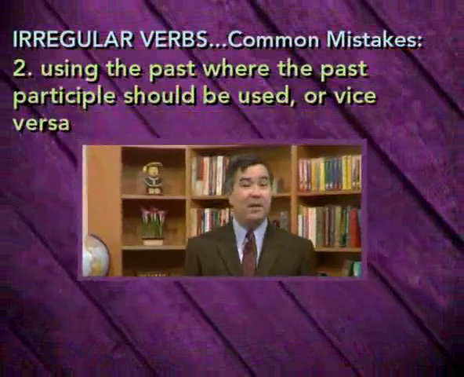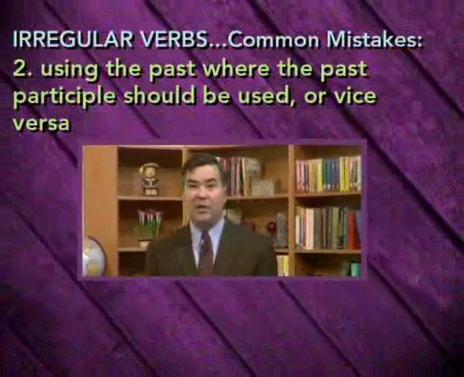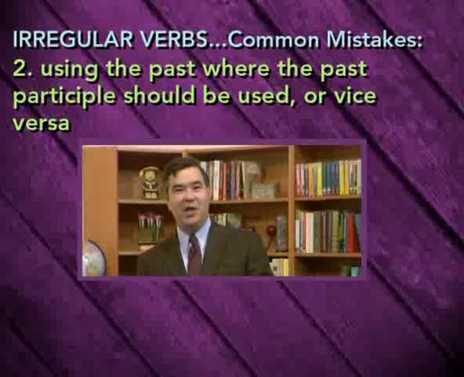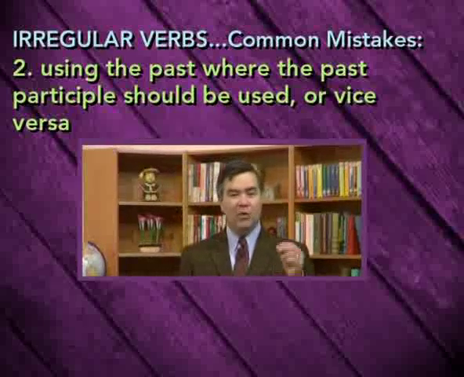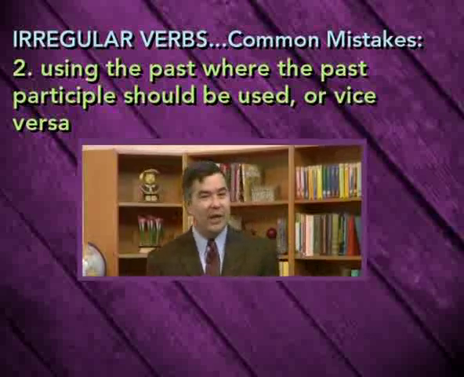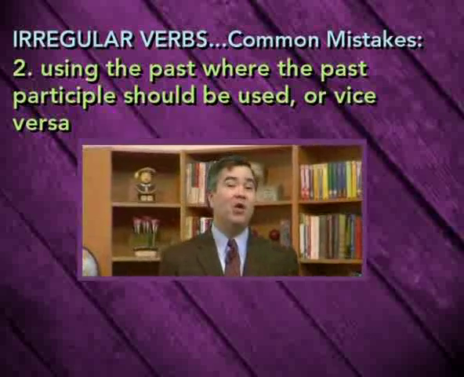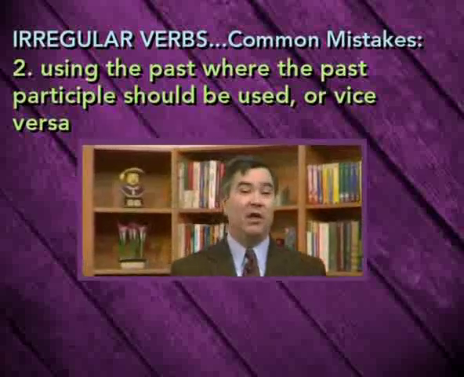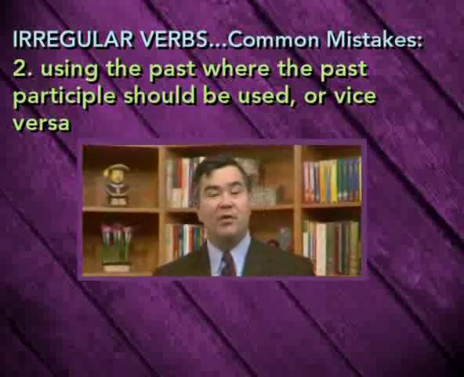You've got to memorize those special forms and use them correctly in sentences. The second type of error that people commonly make with irregular verbs is using the past where the past participle should be used, or vice versa. Remember that the past form of the verb is used by itself, whereas the past participle is always used with a helping verb, namely a form of the verb to have.